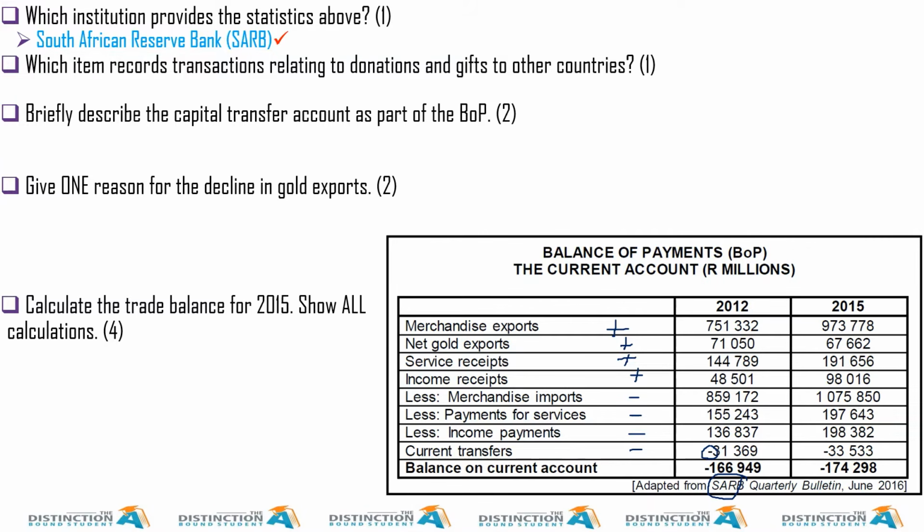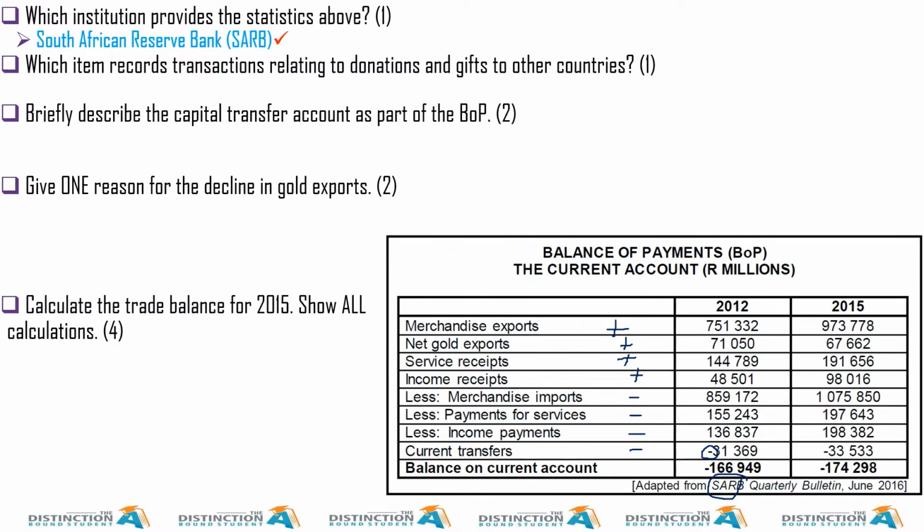Net gold exports, goods are going out, so gold is going out, so we add, money is coming in. Service receipts, we render service to foreigners and they pay, so we get the money. Income receipts, it's payment coming to South Africa for anything, let's say labor. Merchandise imports, we're buying things from other countries, so we subtract. Payment for service, they render service to us, so we pay for it. Income payments, yes, we're paying for labor to foreign nationals, so we subtract.